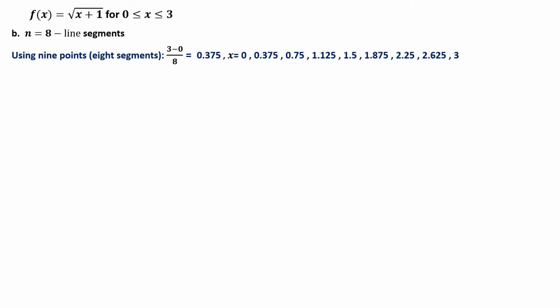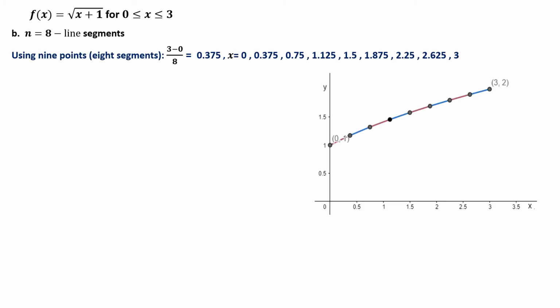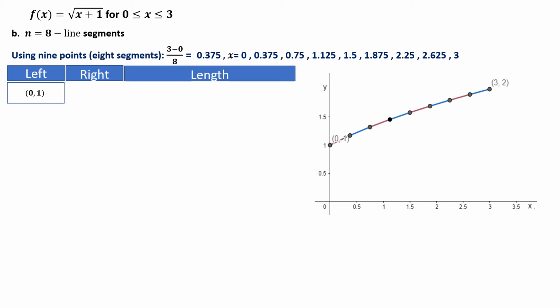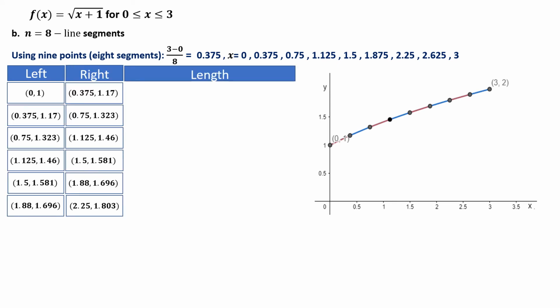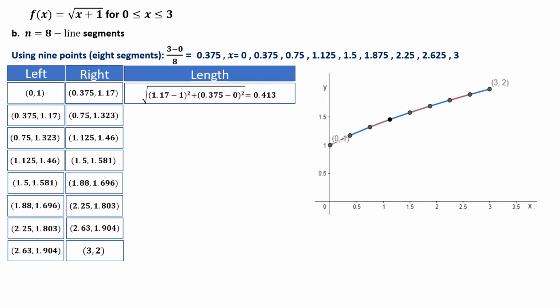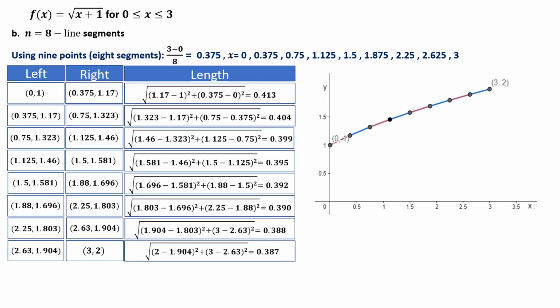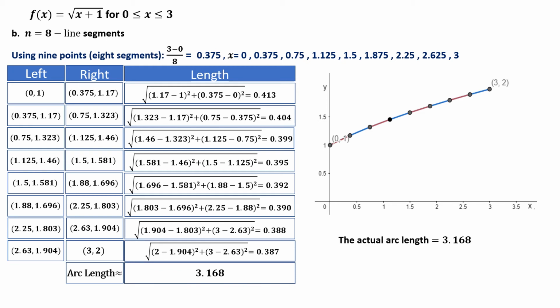This one, for example, is the same but with 8 line segments, of course smaller segments, and of course more calculation is done. The length of each segment is calculated, and all the lengths are added together to give the arc length, which is closest to 3.168.